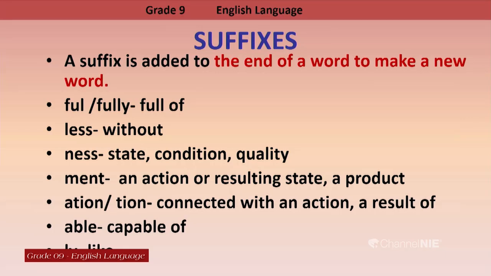There are so many suffixes in the English language, but here I have mentioned some of them for you to have a better idea about it. Full or fully, that means full of something. Second one, less, that means without, you do not have it. Ness, ness means state of having something, or condition, or some sort of quality. Then ment, an action or resulting state.